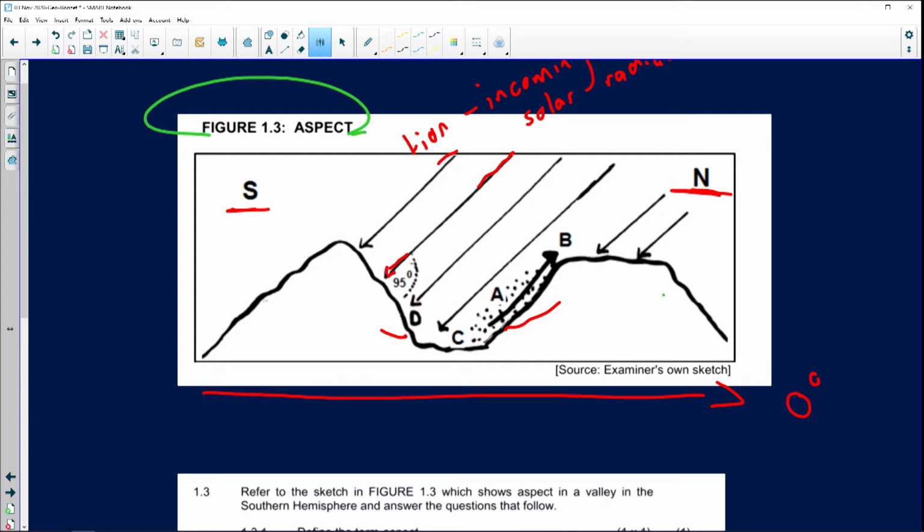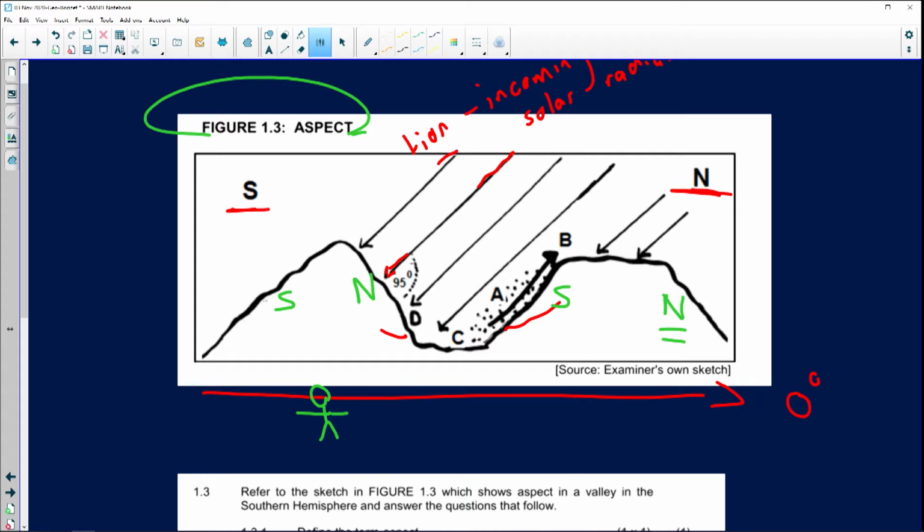This slope will be the north-facing slope, am I correct? Because it's facing towards the equator. This slope over here is the south-facing slope because it's facing away from the equator. Remember, you are walking, right? If you're walking north, where are you going to end up? You're going to end up at the equator.